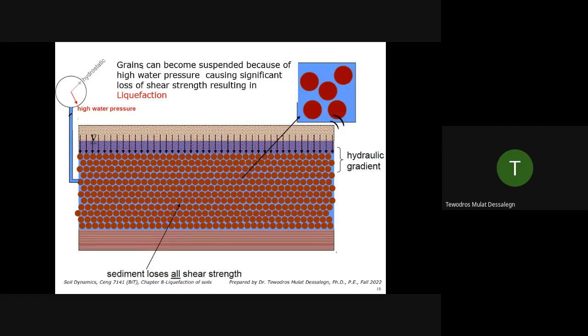Then grains can become suspended, right? We have seen that in the previous slide. When there is a high water pressure, the grains lose contact. We know that water doesn't resist shear, right? So it easily acts like a semi-liquid state, like a mud. Particles are floating because of the high pressure.